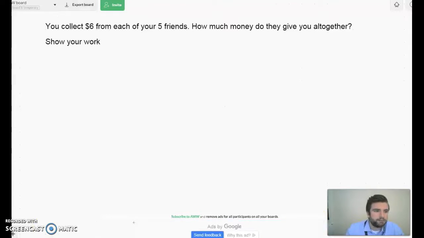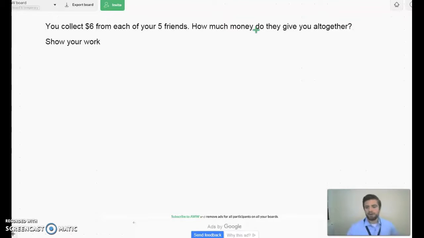Now let's read it. So you collect $6 from each of your 5 friends. How much money do they give you all together? So remember, you're collecting the money, $6 each, from 5 friends. How much money do they give you all together?